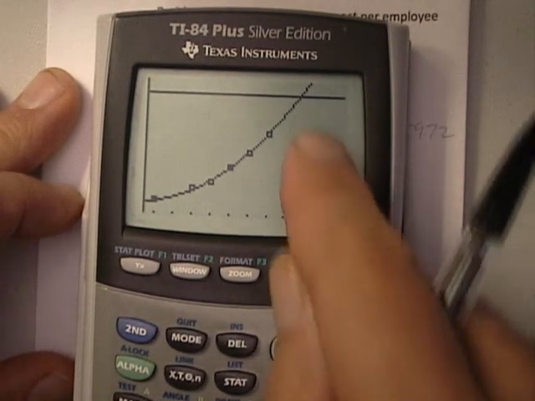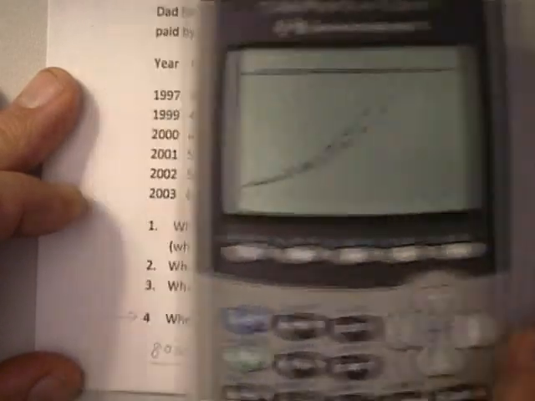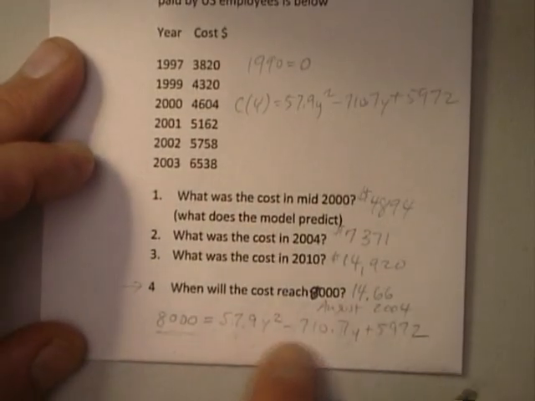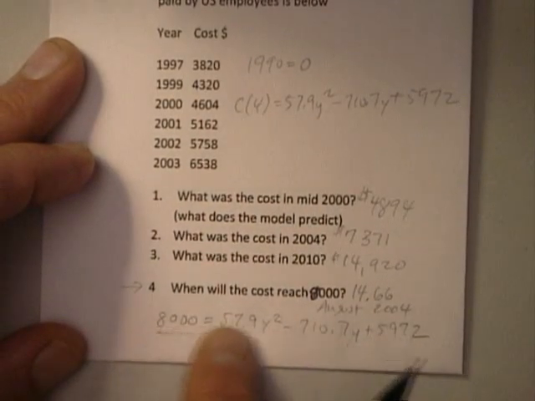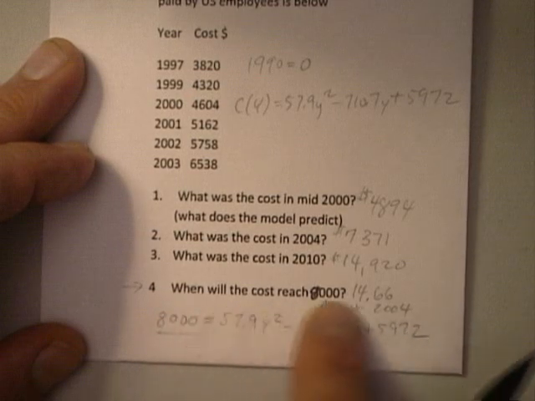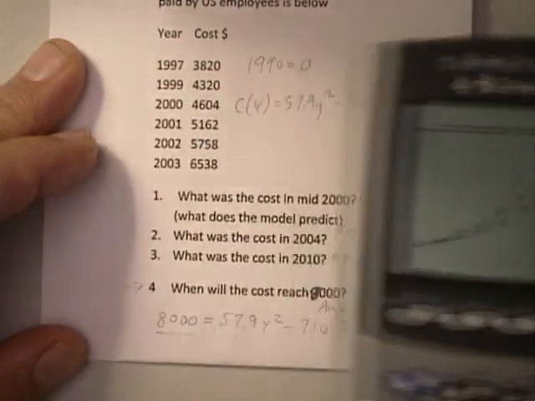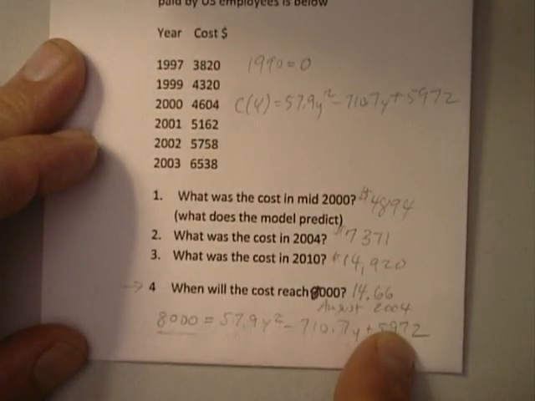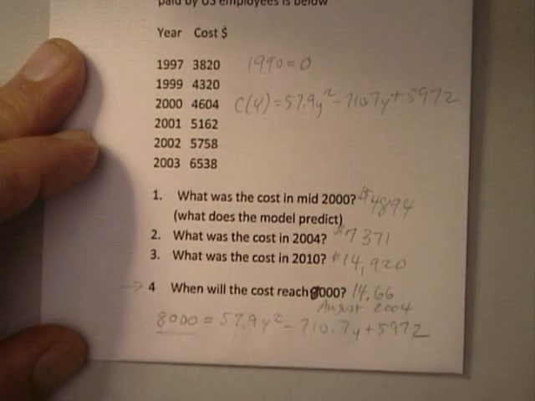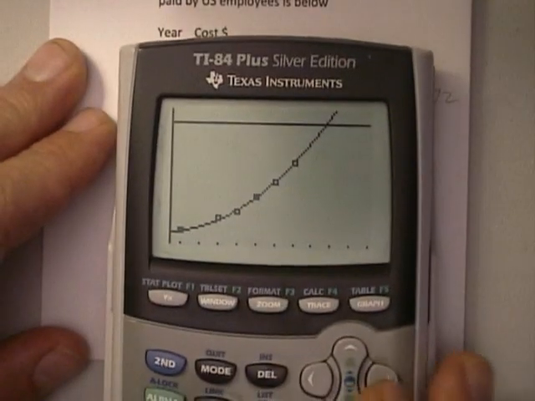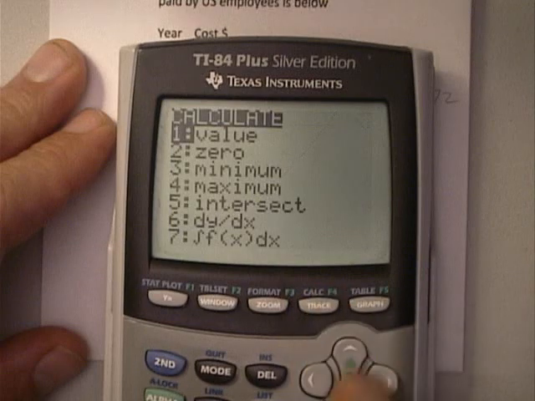So it turns out this intersection right here is the solution to this equation right here, and the solution to this equation is the answer to this problem. It's as simple as that. They're all related. The intersection is related to the solution to this equation, is related to the answer to this problem. Okay, so the calculator has an easy technique for doing that.